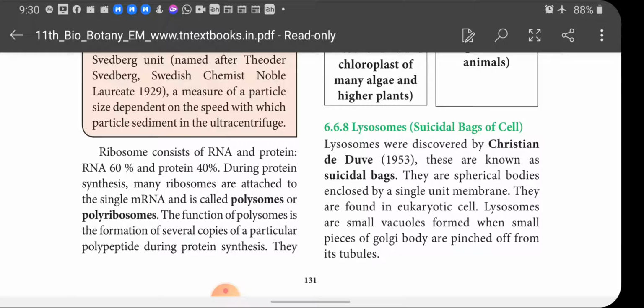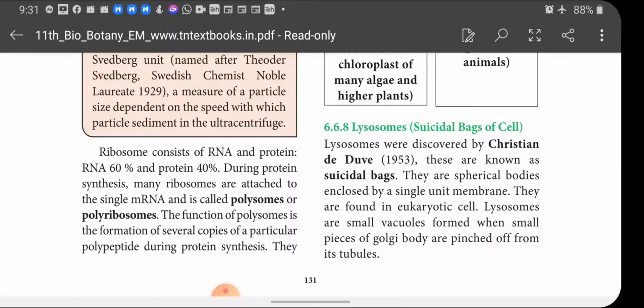Actually, lysosomes are called the suicidal bags of cells. Why? Because when a cell dies or when the life cycle of the cell is over, the lysosome, which consists of many different types of enzymes, bursts and releases these enzymes and digests the cell which has lost its life. Hence the lysosome destroys its own cell, so it is called the suicidal bag of the cell.